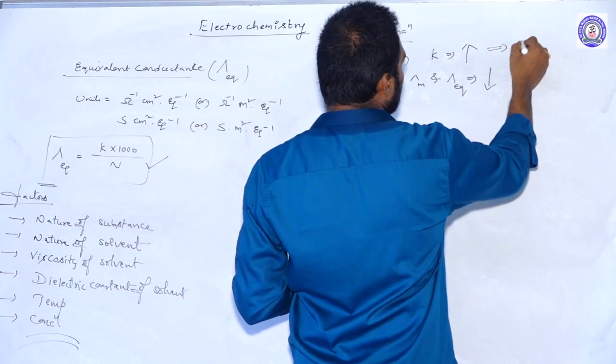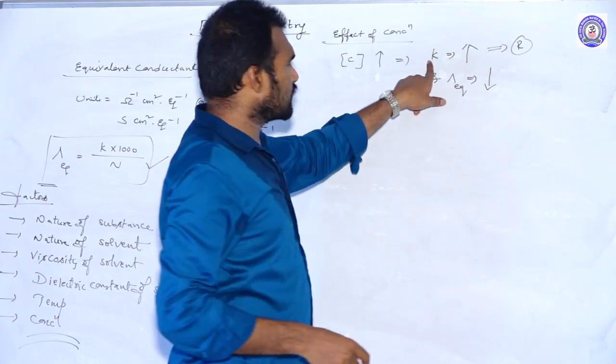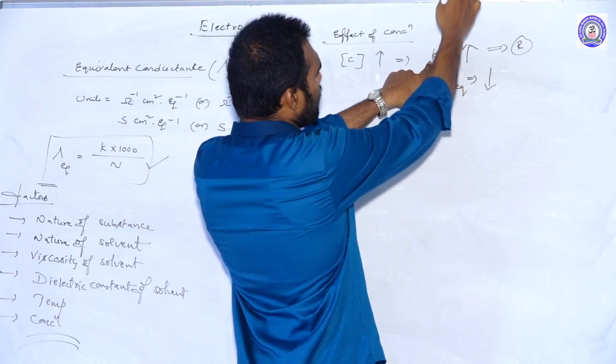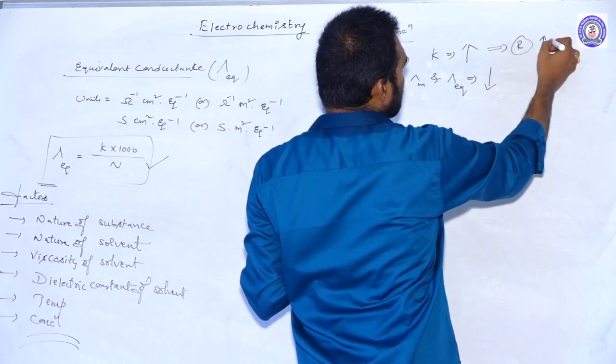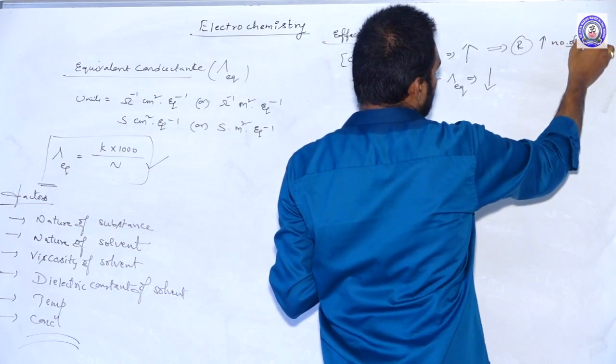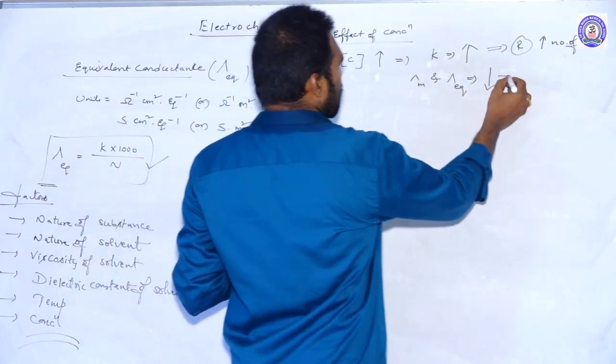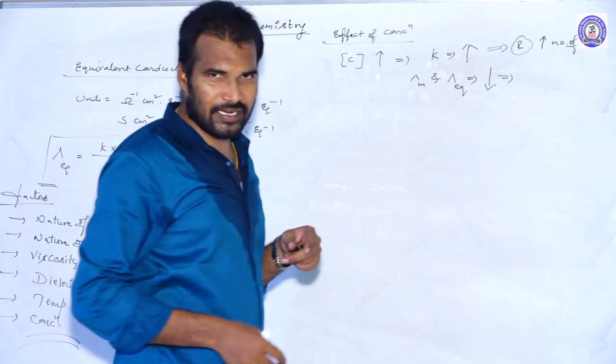What is the reason mainly behind the increase in the specific conductance? By increasing the concentration, specific conductance increases because of the increasing number of ions. That is a clear-cut idea. But what about the reason behind the decrease in the molar and equivalent conductance?